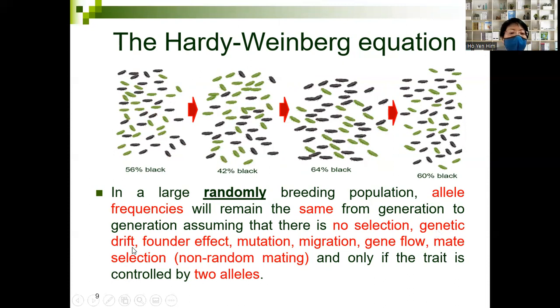No genetic drift, no founder effect, no mutation, no migration, no gene flow, no mate selection. That means no non-random mating. So when all these things do not occur, and when the trait that you are interested in is controlled by 2 alleles, then we can use the Hardy-Weinberg equation to calculate the allele frequency and genotype frequency. So this is the condition for us to apply the Hardy-Weinberg equation. Okay, large population, no events that can cause changes to them.